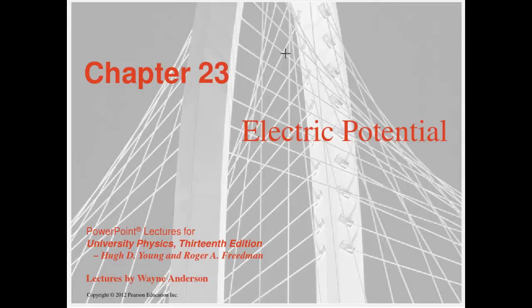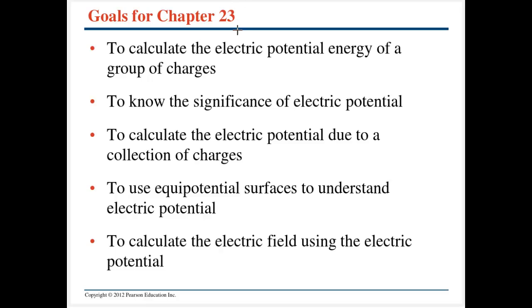Okay, chapter 23, it's on electric potential. What we'll start to talk about in this chapter is the potential energy that we can have due to charges, very similar to the gravitational potential energy we had due to having some mass and some height. So we'll talk about this idea of having electric potential. This is also going to be the concept of volts, or voltage, if you will.